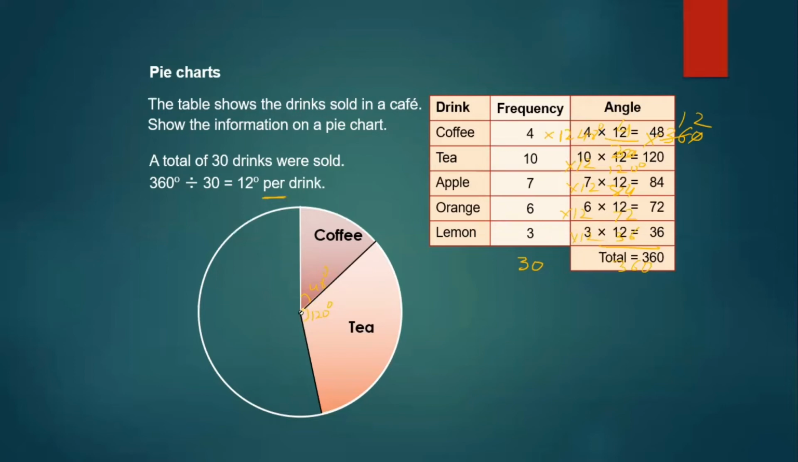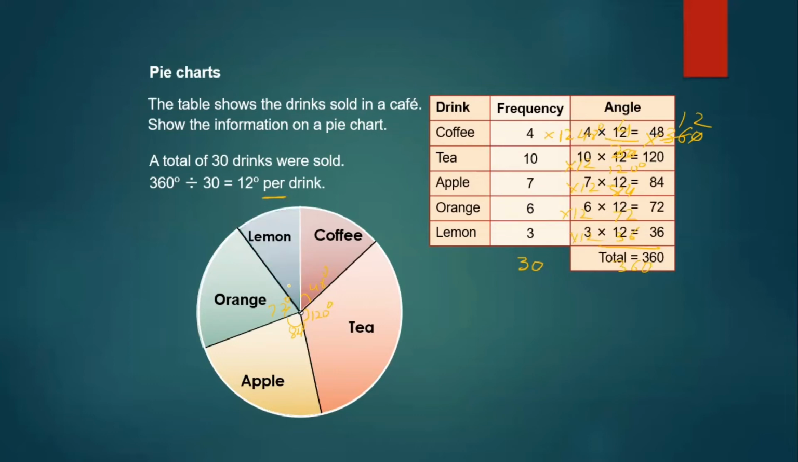Next is apple, which is 84 degrees. So we draw an 84 degree angle here, and which shows apple. And then orange is 72 degrees. So we draw 72 degree angle. This is our orange. And the last what is left automatically comes to 36 degree. You can measure with the protractor, and which is our lemon. So this is how our pie chart is ready. So important is calculating the central angles. So central angle is calculated by frequency divided by the total of frequency multiplied by 360 degree.